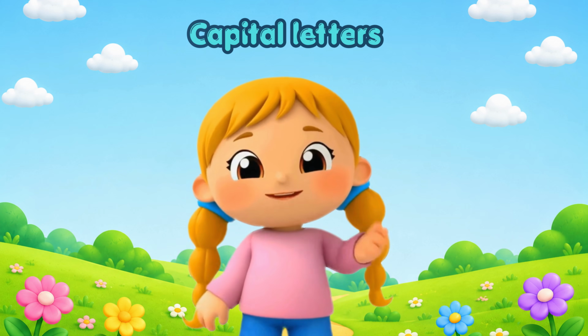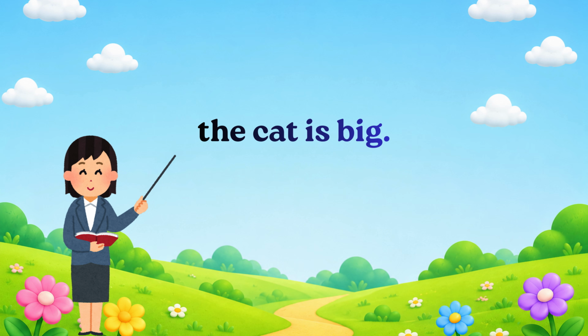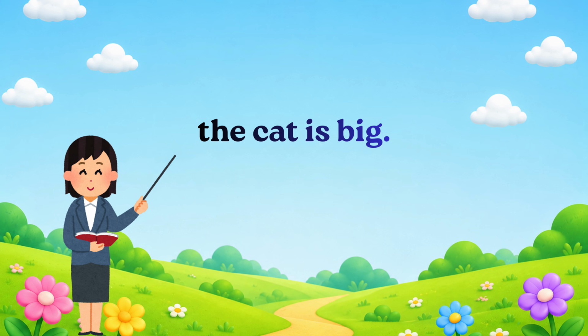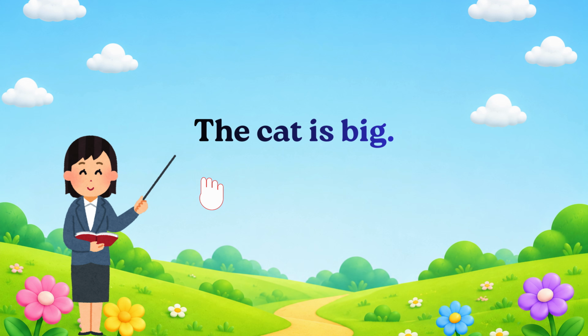Let's practice together. Look at this sentence. The cat is big. Something is missing, don't you think? The first letter should be a capital letter. Let's fix it. The cat is big. Can you spot the capital letter? That's right, the T is a capital letter. Always in a sentence, the starting word has to start with a capital letter. In this case, the word the starts with a capital T.